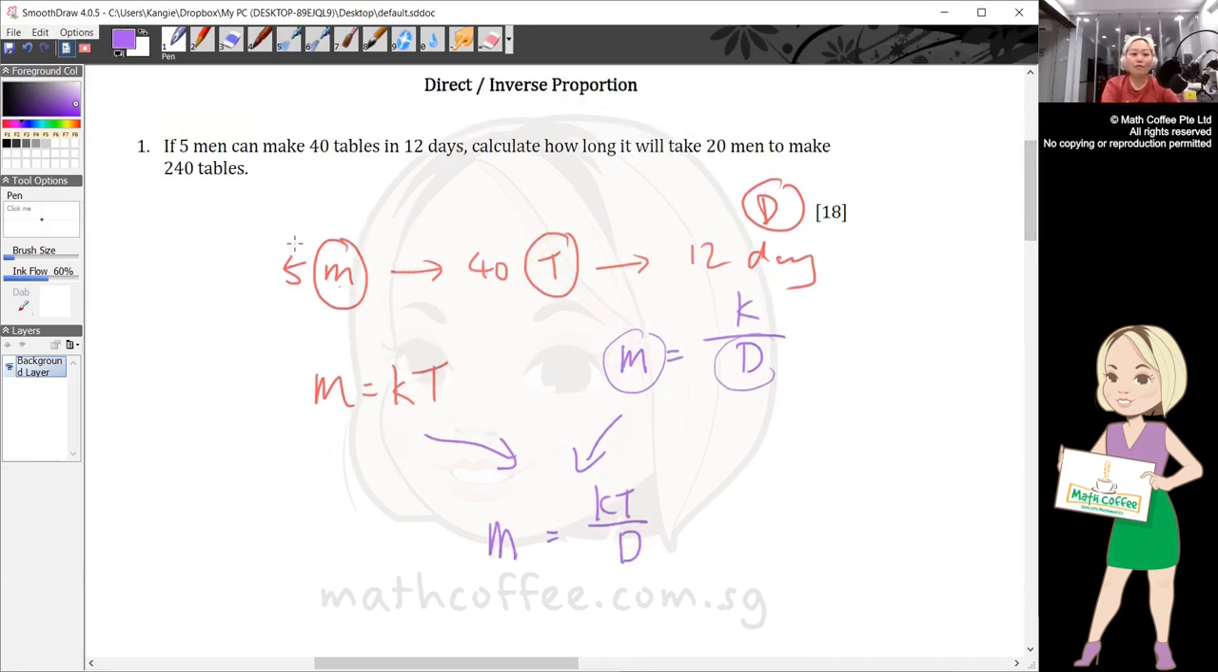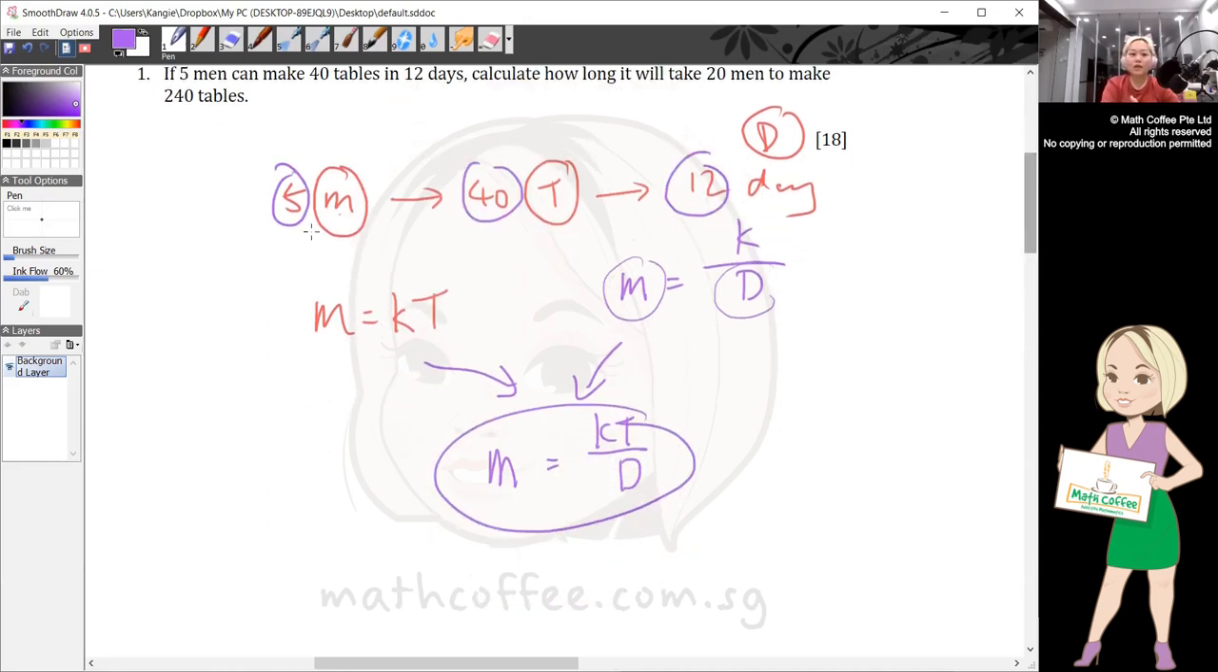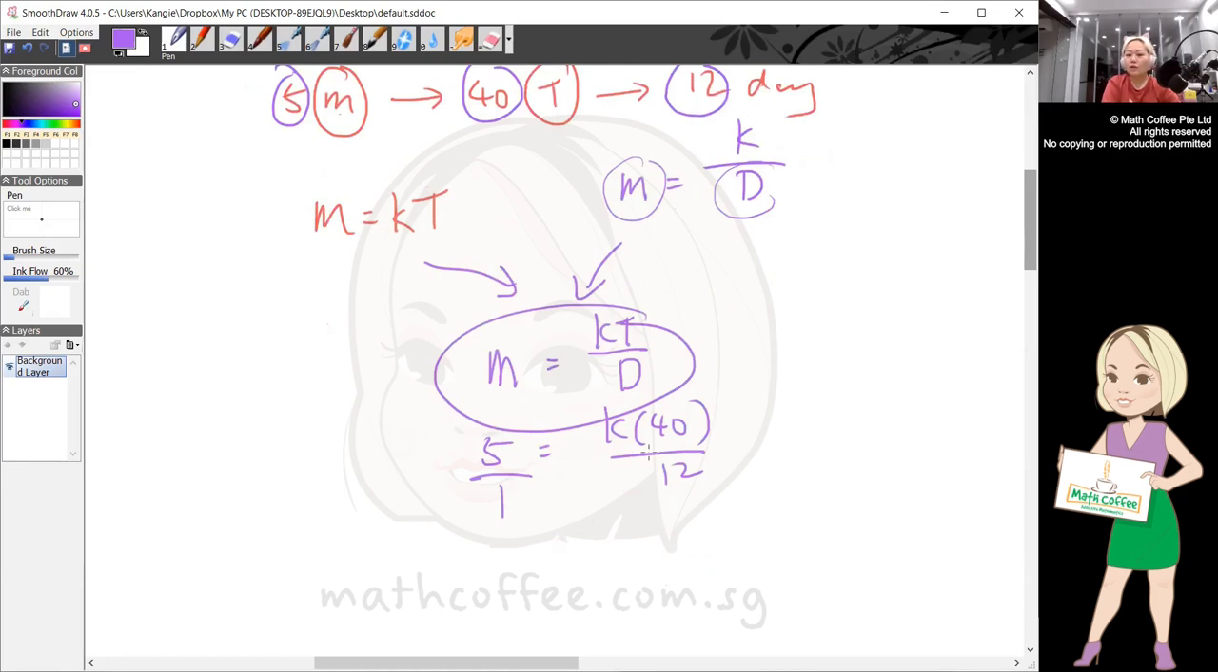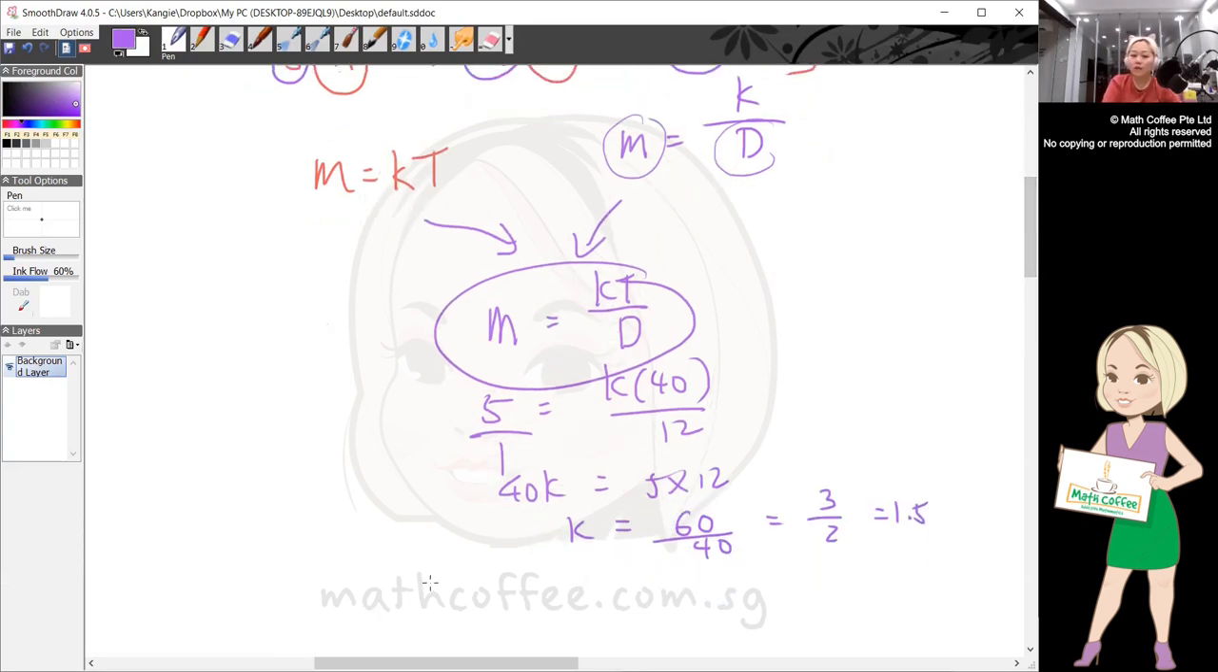We're going to make use of 5, 40, and 12 in this formula and find the K. So 5 men means 5 equals K times 40 over 12. Put this one over 1, cross multiply, and you have 40K equals 5 times 12. So I have K equals 60 over 40, which equals 3 over 2. You can write it as 1.5 also. So now I have my full formula, M equals 1.5T over D. This is the full formula.